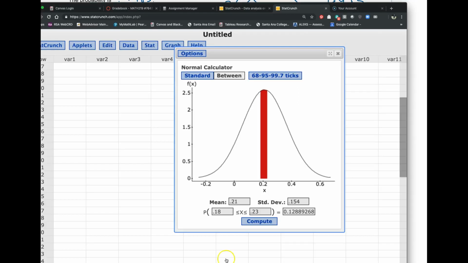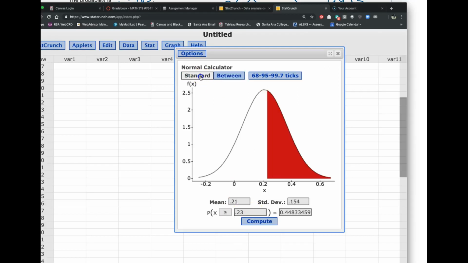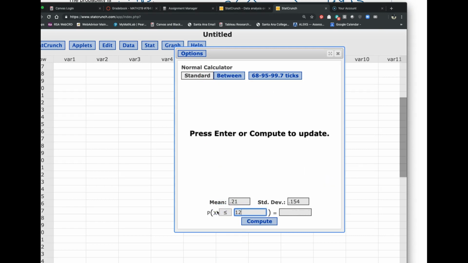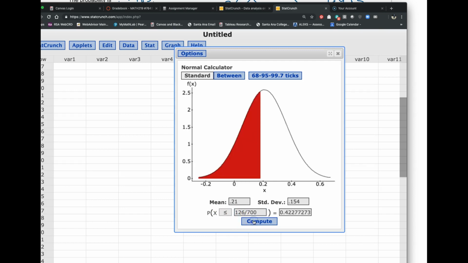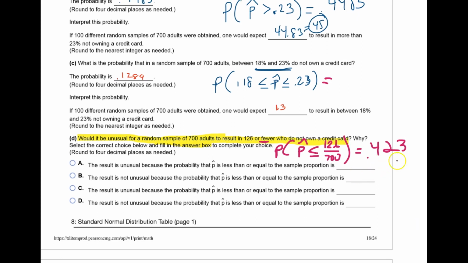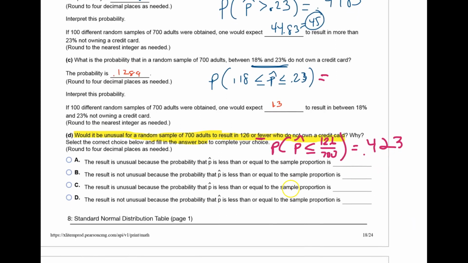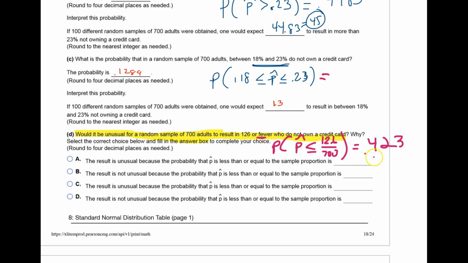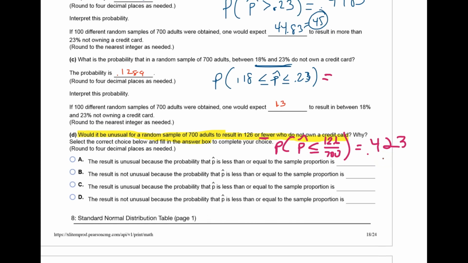And so in this case here, I want it less than 126 over 700. That's what I'm computing. And then you get your answer there. You could also put the decimal equivalent of 126 over 700, but I just wrote it as that proportion that I was looking for, and so that's where you get your answer there. And so we would say it's not unusual because it would have to be less than 5% to be unusual.